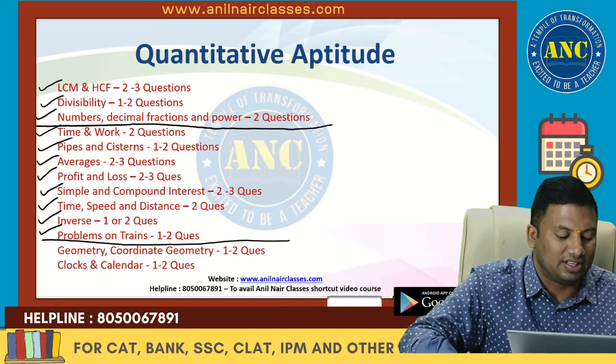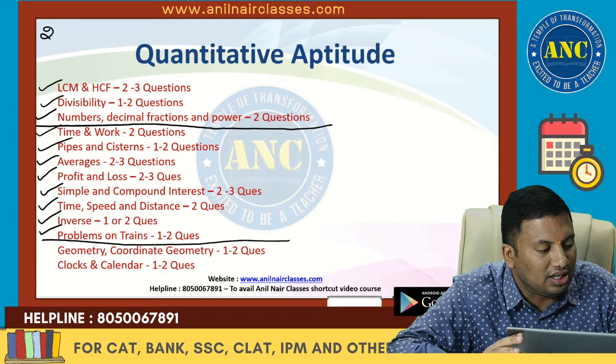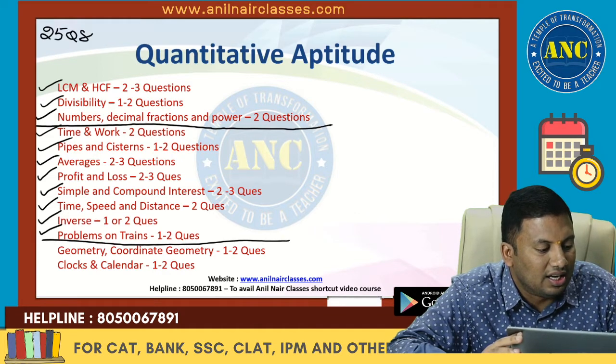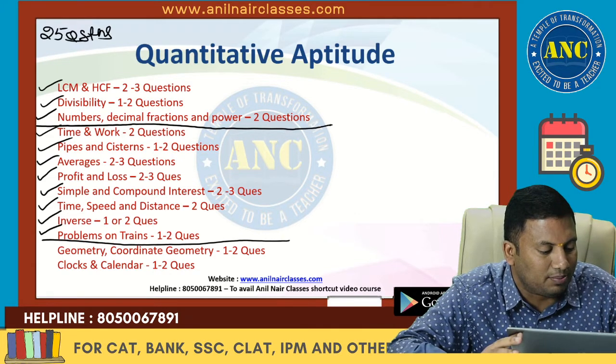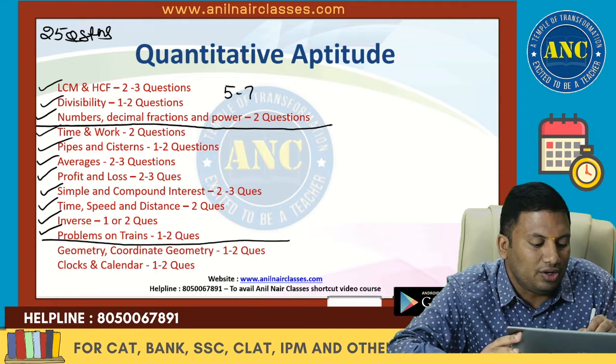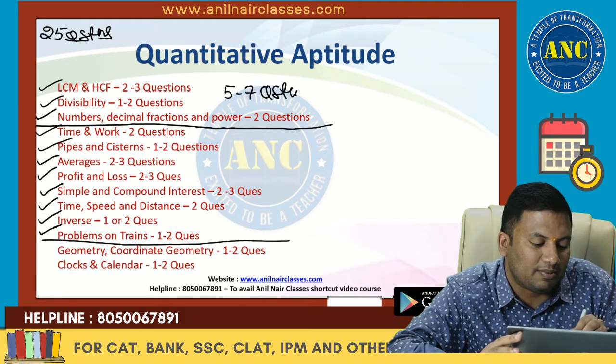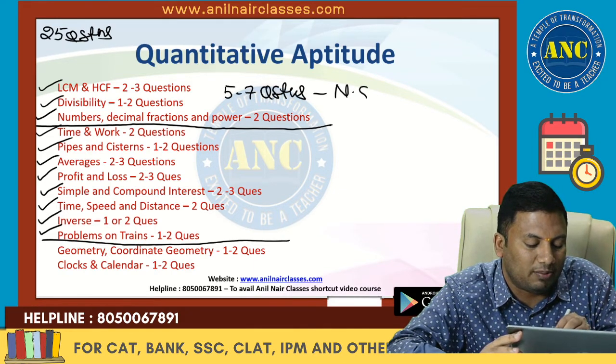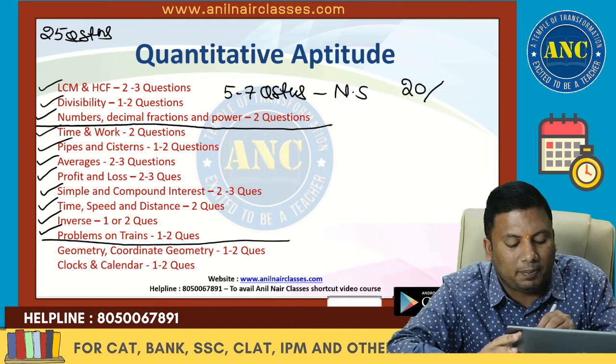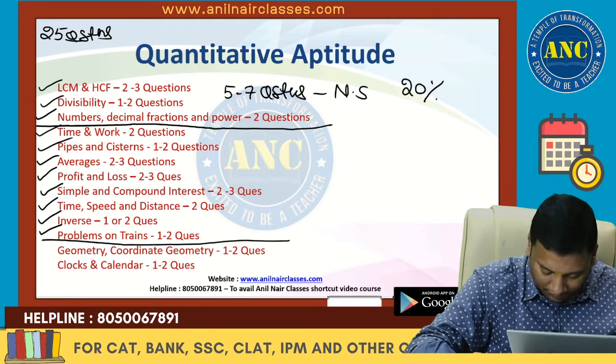Problems on trains, 1 or 2 questions. Total 25 questions are there. In the 25 questions, if you observe, 5 to 7 questions are from number system. Almost 20% of the paper is from number system.